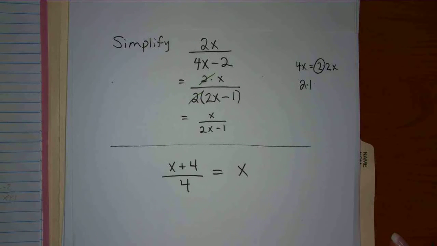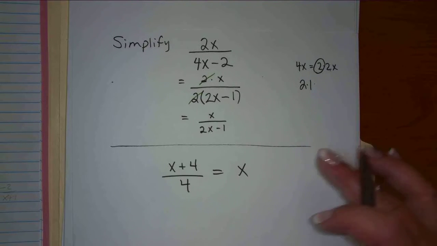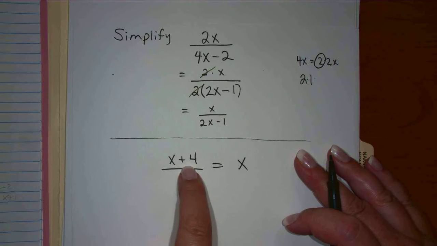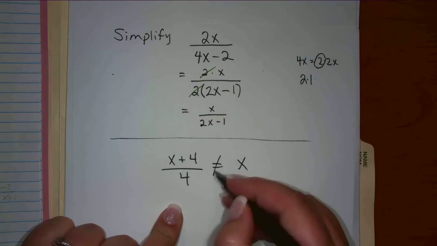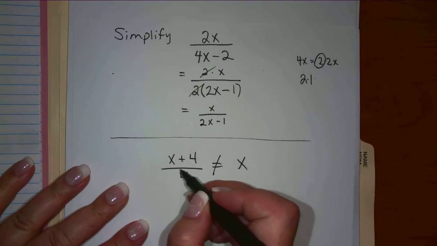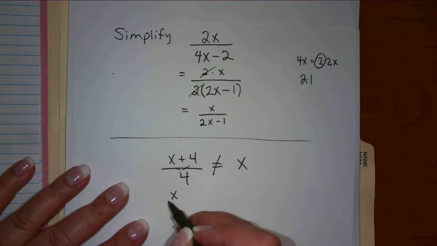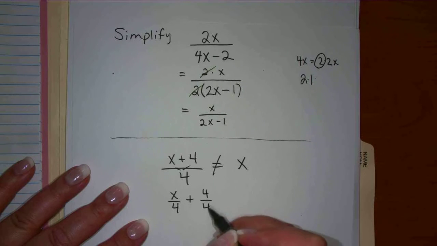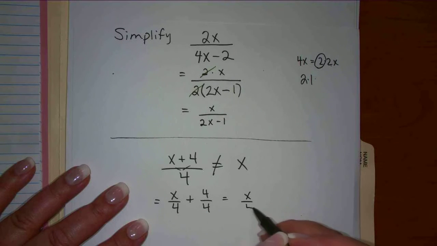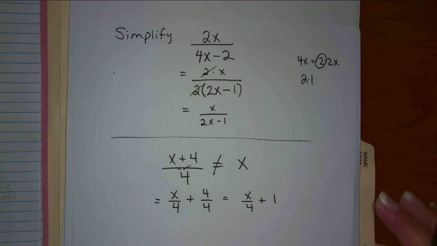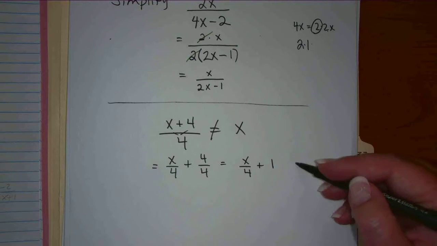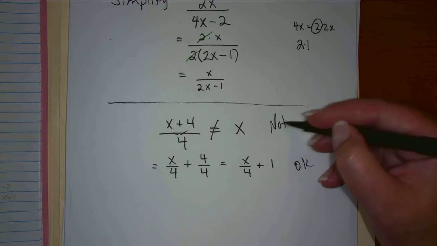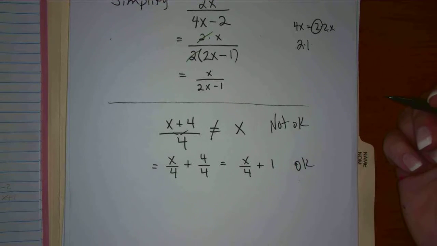What did you do wrong? Cross the fours out to cancel that. Right, why can't you cross those 4s out? X plus 4, is that X times 4 multiplied on top? No, this is not equal to X. What it is equal to is that the 4 is divided by each. So this is X over 4 plus 4 over 4, which is X over 4 plus 1. You could do that. This would be okay. This is not okay. Do you see the difference?